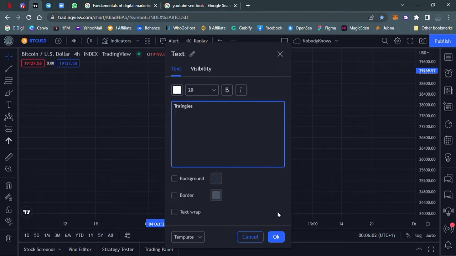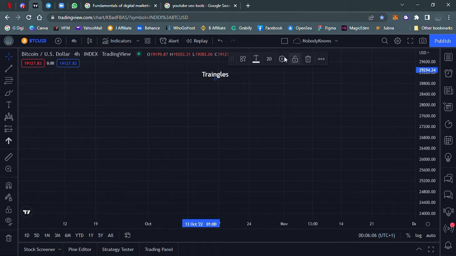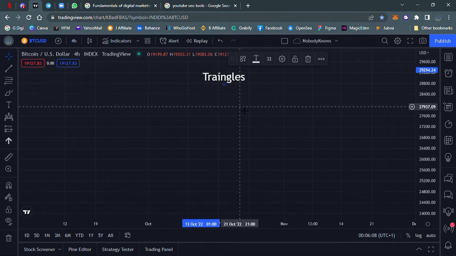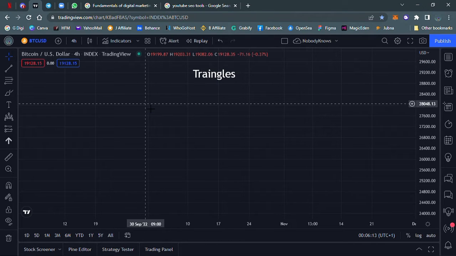The triangles. We're going to be looking at the triangles. Make this a little bit bigger. Alright, the triangles, right? Now there are three types of triangles. Basically, we have the symmetrical triangle, the ascending triangle, and the descending triangle. So let's start like this.